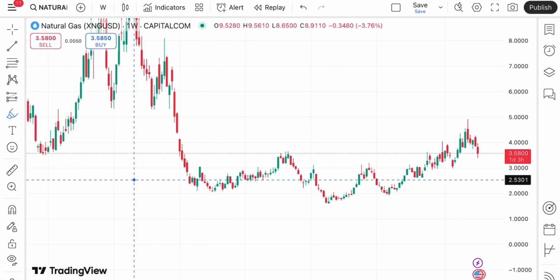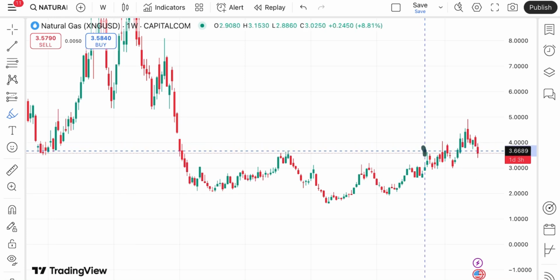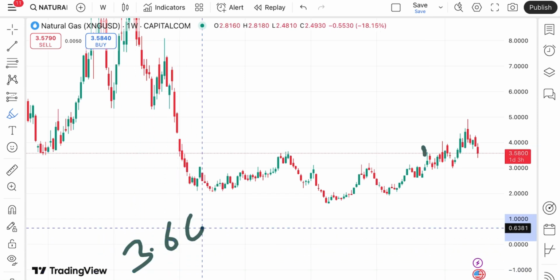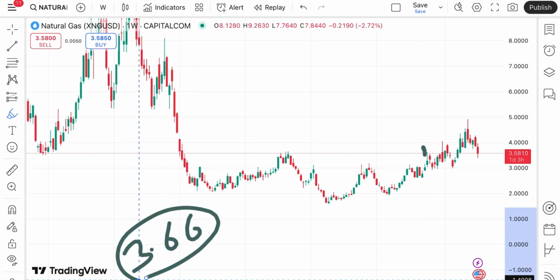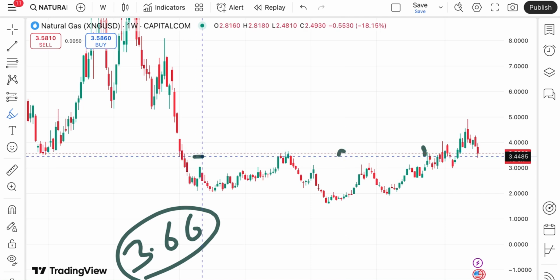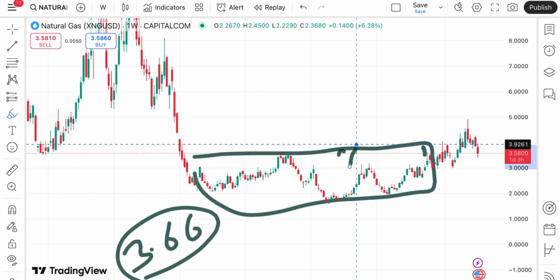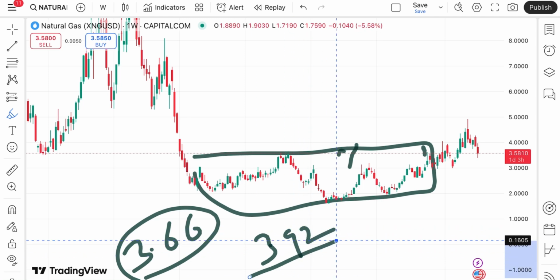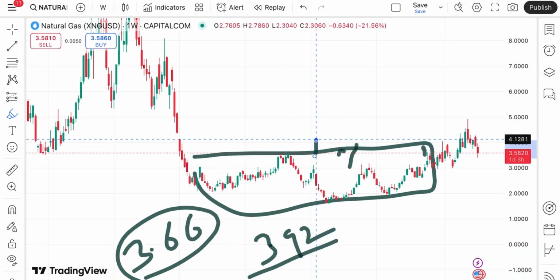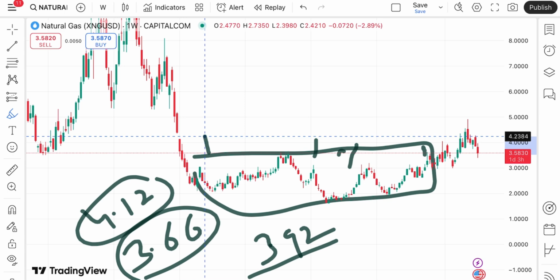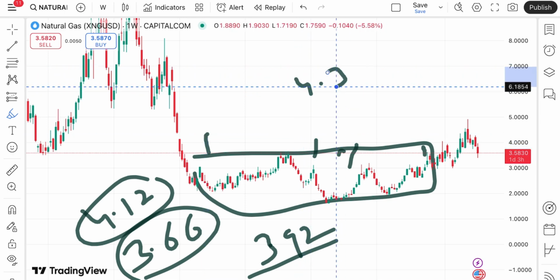Look at this particular chart, this is on a weekly basis. For 2 weeks it has been continuously on the downside, but it is trying to go to a particular resistance, which is $3.66. If the price sustains above this level, then a further upside we can see towards a level of $3.92, and if the price moves over this level, it will touch a level of $4.12, and then a level of $4.33.